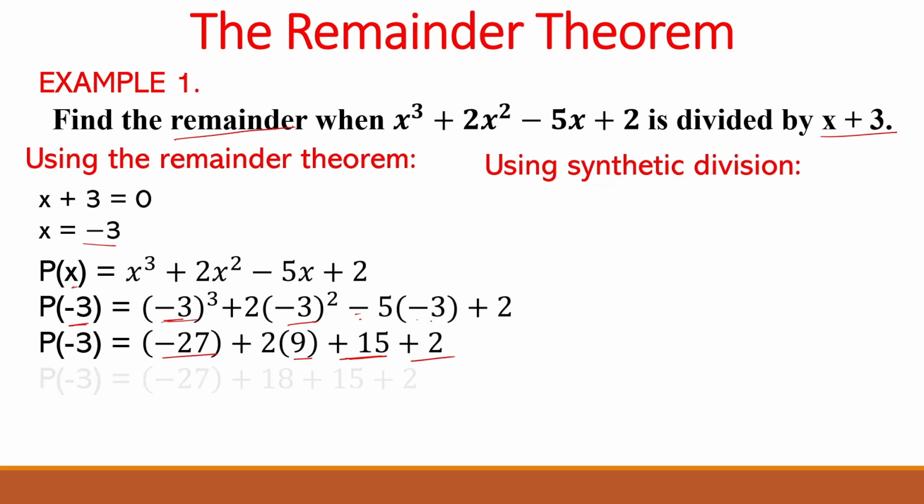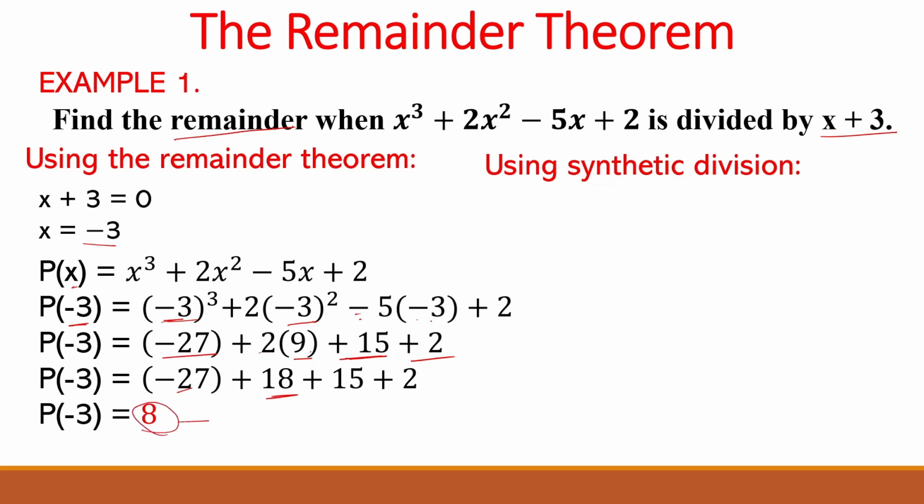Okay, simplify. So you have negative 27, 2 times 9, so that is 18. So plus 15 and plus 2, then simplify. So we have p of negative 3 is equal to positive 8. So this is now the remainder. Okay. So let us use the synthetic division to check if 8 is really the remainder of x cubed plus 2x squared minus 5x plus 2 divided by x plus 3.